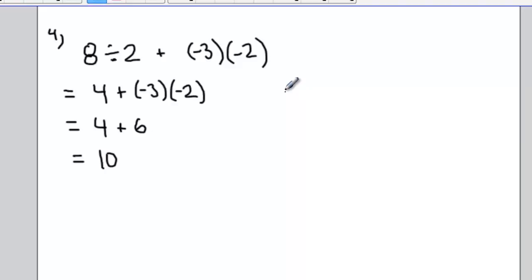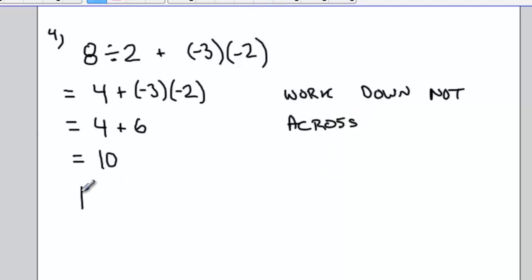Notice how, as I'm solving, I'm working down, not across. Also notice how my equal signs all line up. These are parts of good form in mathematics. So as we're solving problems, we always want to be working down, not across, and making sure in our questions our equal signs line up, and we only have one equal sign per line.